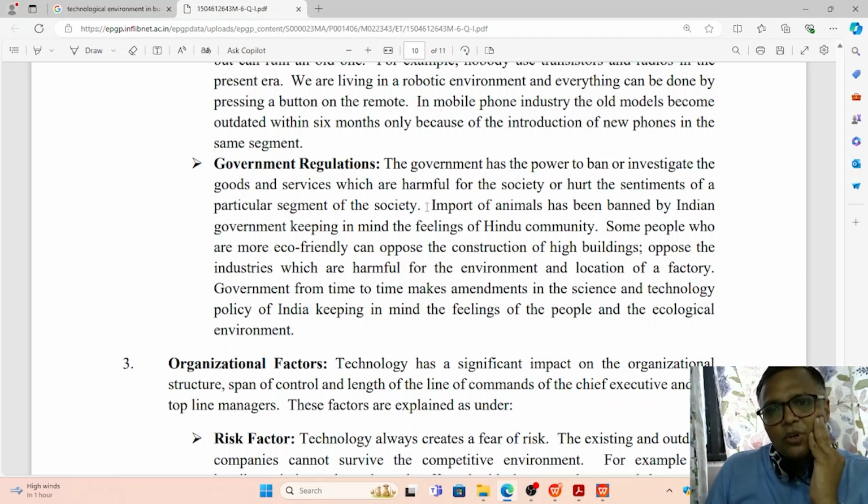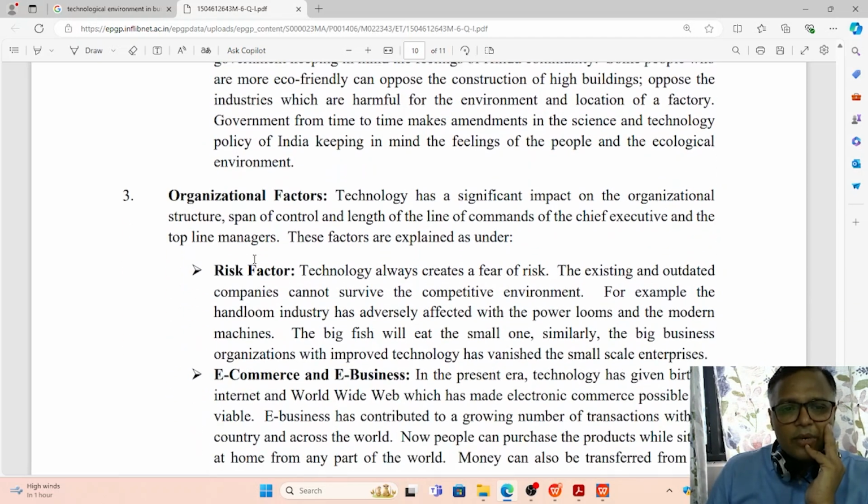Next is about the import of the animals, which has been banned by the Indian government, keeping in mind the feeling of the Hindu community. Some people are more eco-friendly and some oppose the construction of high buildings, and oppose industries which are harmful for the environment and the location of the factory. Government from time to time makes amendments in the science and technology policy of India, keeping in mind the feelings of the people and the ecological environment.